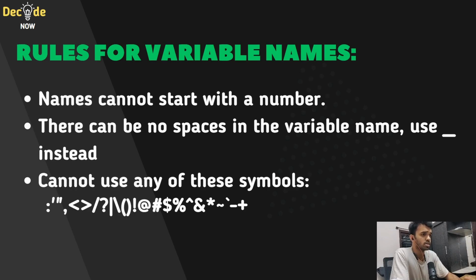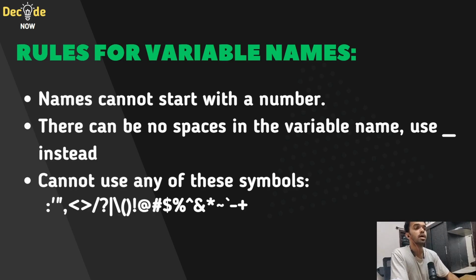The second rule is there can be no spaces in the variable name. Use underscore instead. Suppose I wanted to say how many subscribers Decode Now has. It's not possible for me to assign the variable name as decode space now equals so and so number of subscribers, because Python does not allow us to use space within variable names. But we can say decode underscore now equals the number of subscribers.